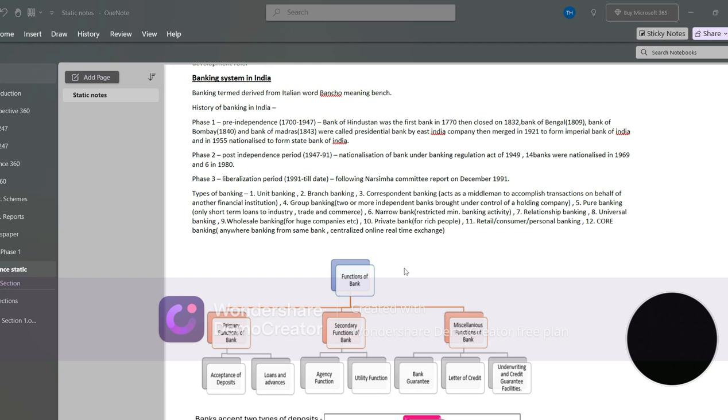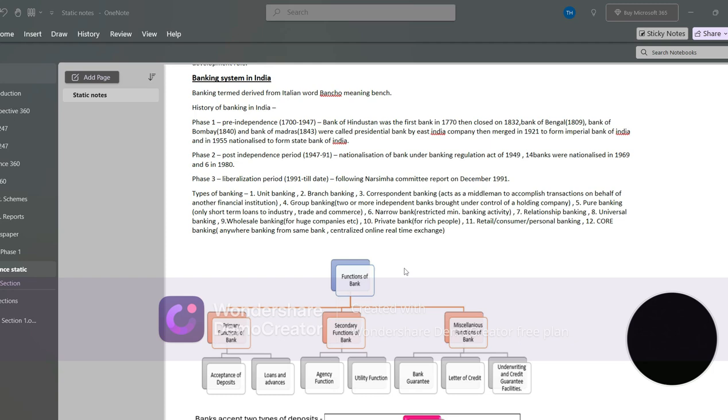Then Bank of Bengal formed in 1809. Then Bank of Bombay formed in 1840, and Bank of Madras formed in 1843. All these were called the Presidency Banks by the East India Company, and then all of these merged in 1921 to form the Imperial Bank of India, which later on became nationalized to form the State Bank of India in 1955.